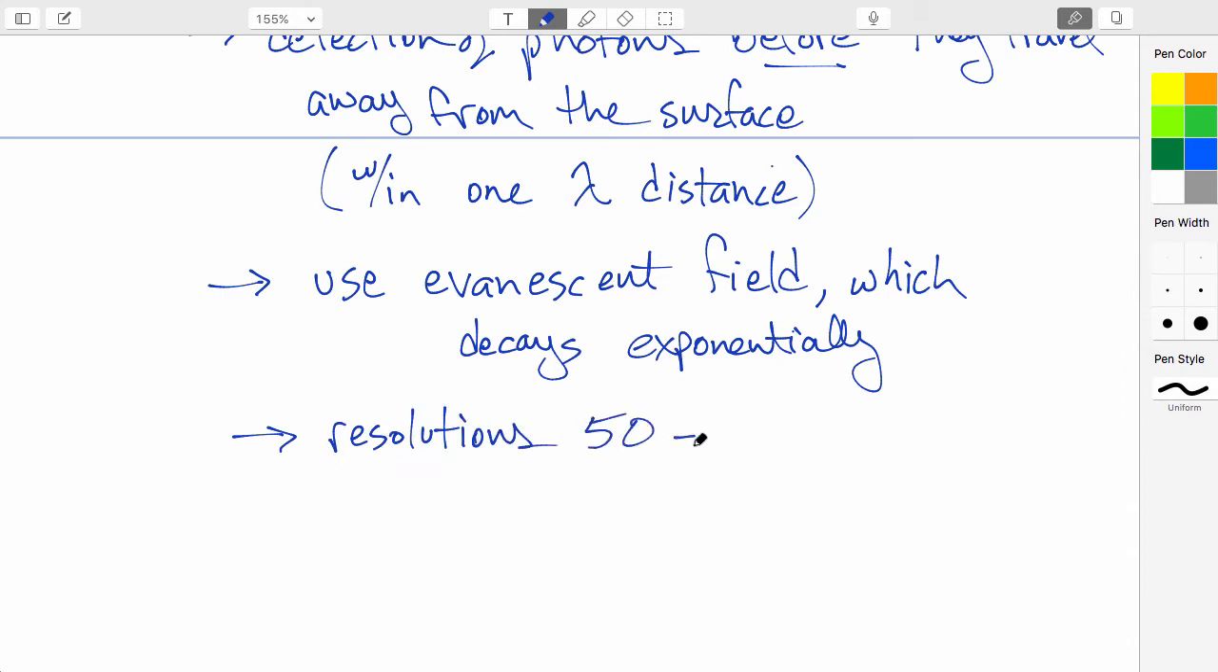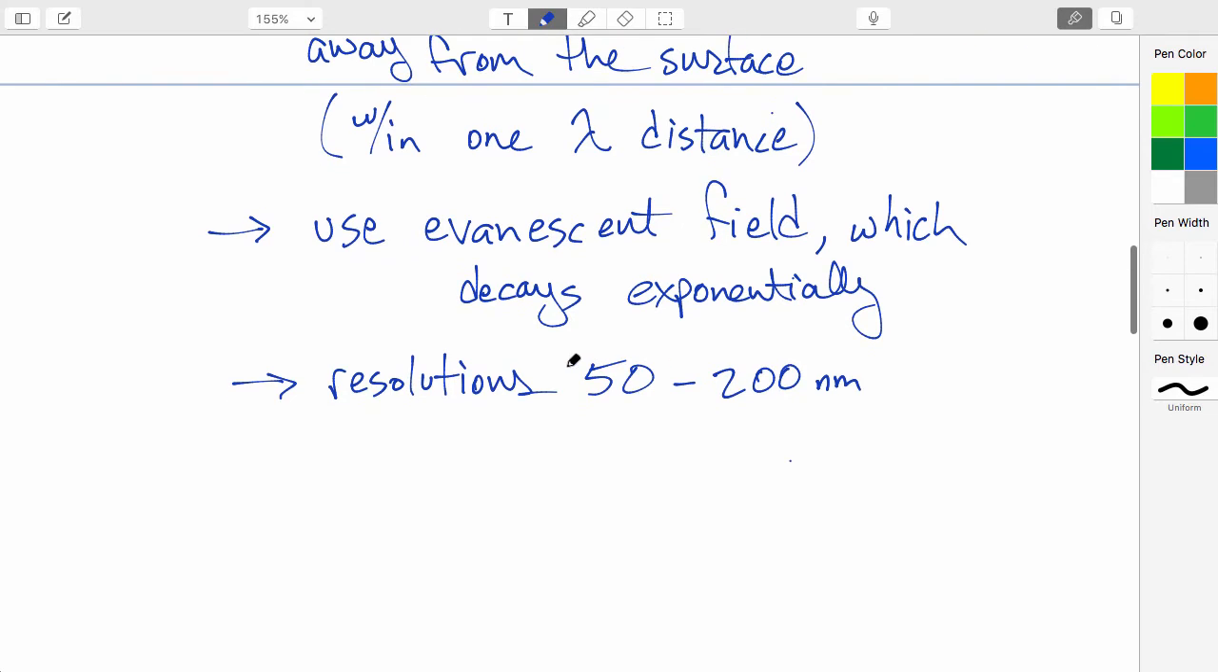And this method can get down to perhaps 20 or even more commonly 50 nanometers up to, let's say, 200 nanometers. So that means we can optically resolve something in the tens of nanometers, even though that's about a tenth of the wavelength of light being used. All right, so how can this possibly be?